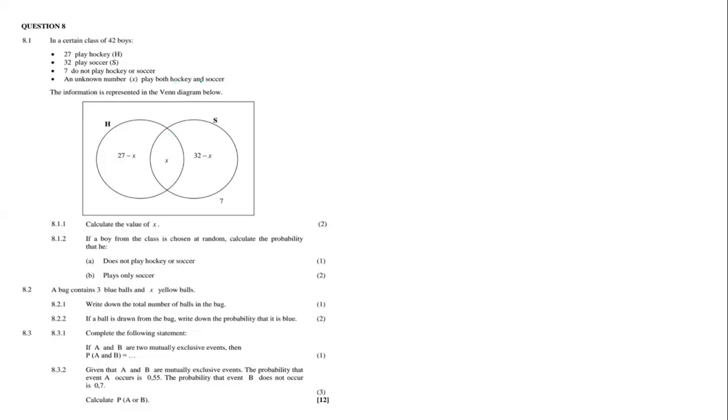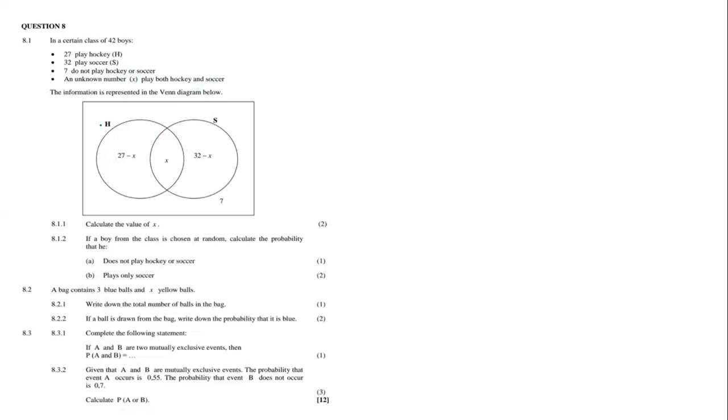Why? Because I said hockey and soccer, and this "and" means an intersection between the two events. And it is only X. We do not know how many of them are playing soccer and hockey, so we're just going to write X.